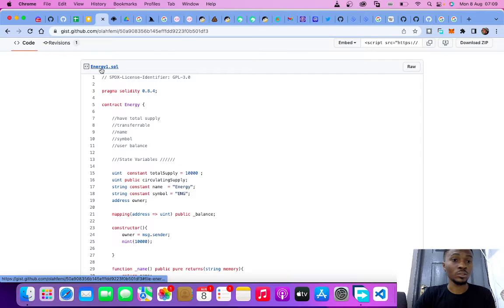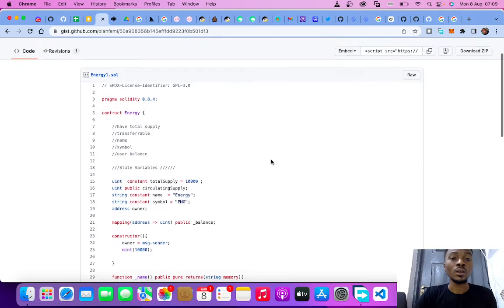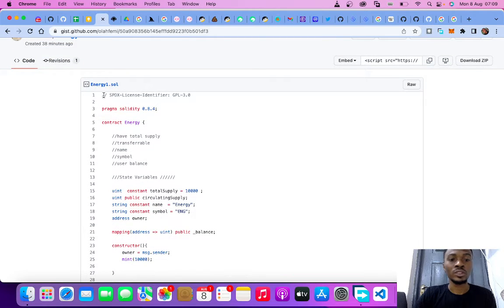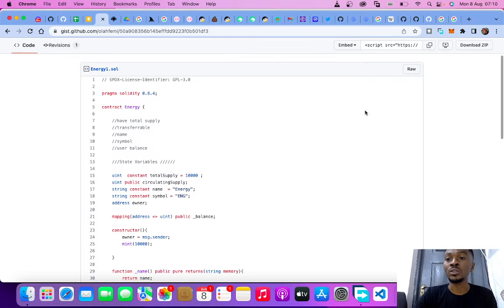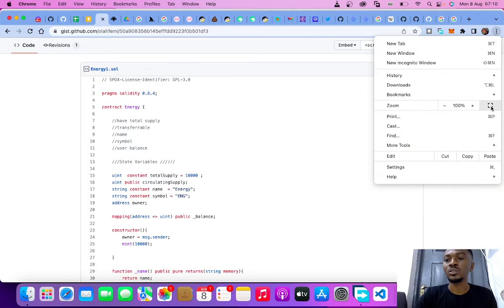Energy 1. So it's a spin-off of the original energy contracts. And the first lines are all about the regular boilerplate things, talking about the license, talking about the Solidity version for our compiler to understand. Let me enter full screen.